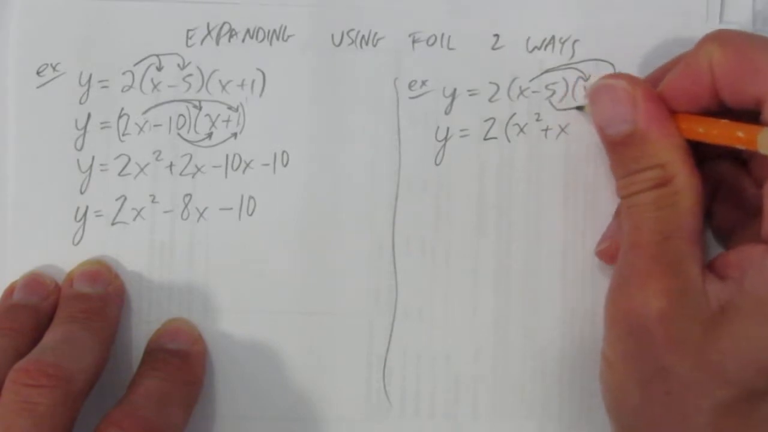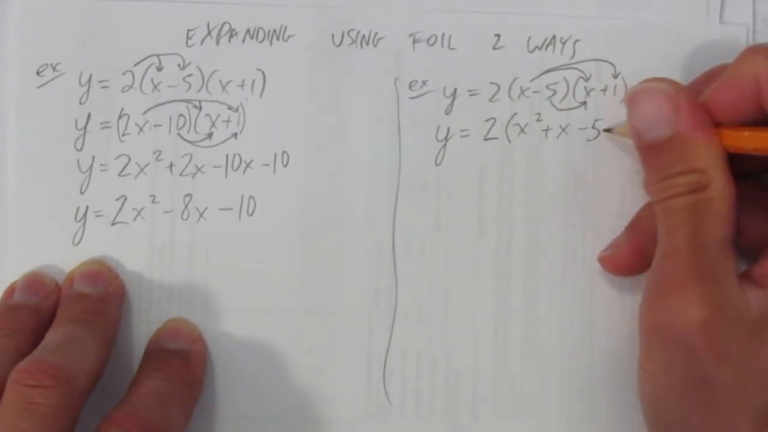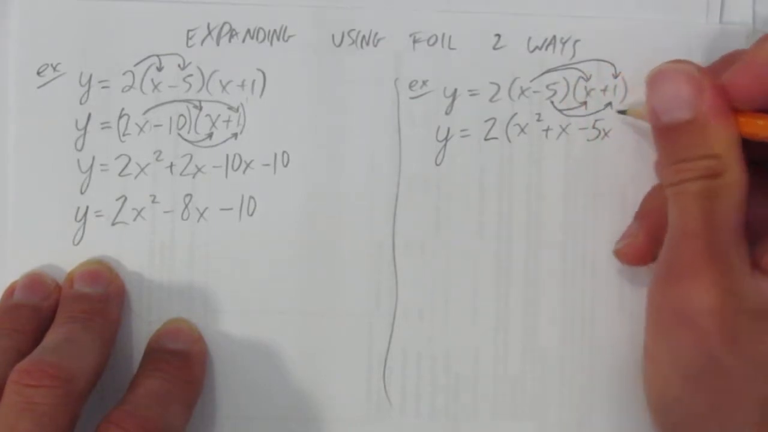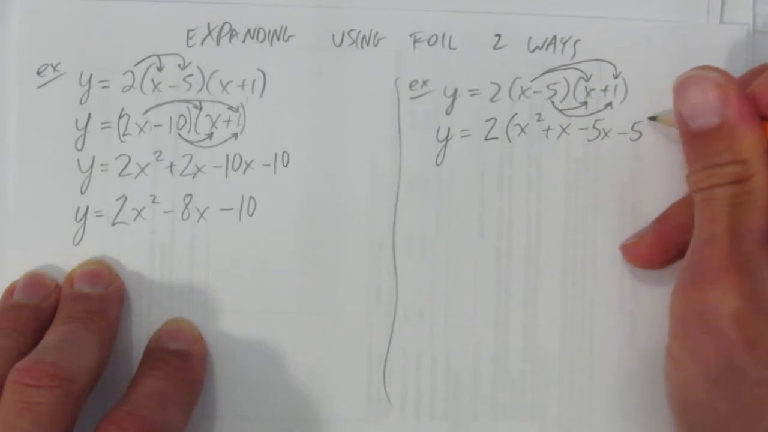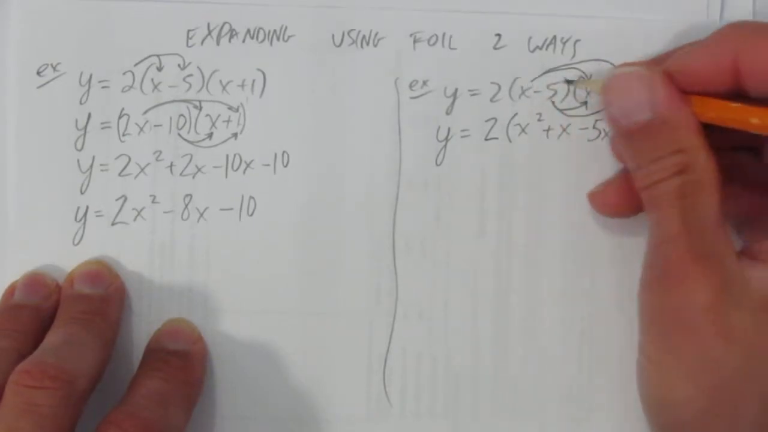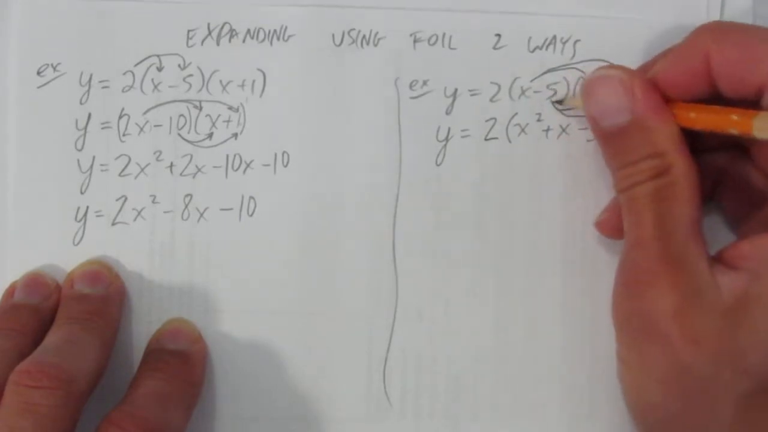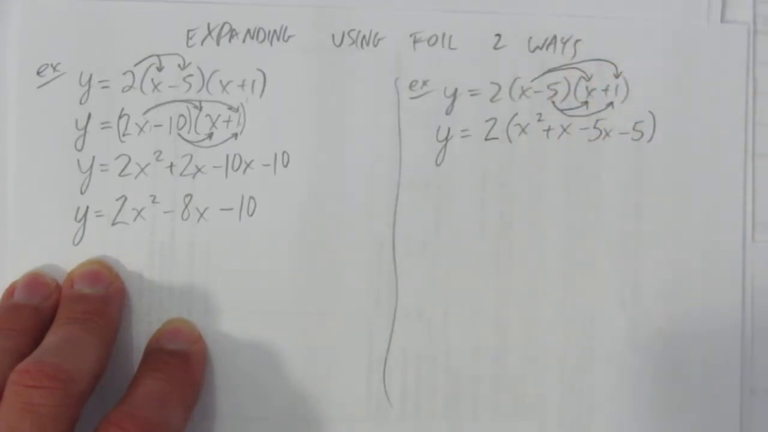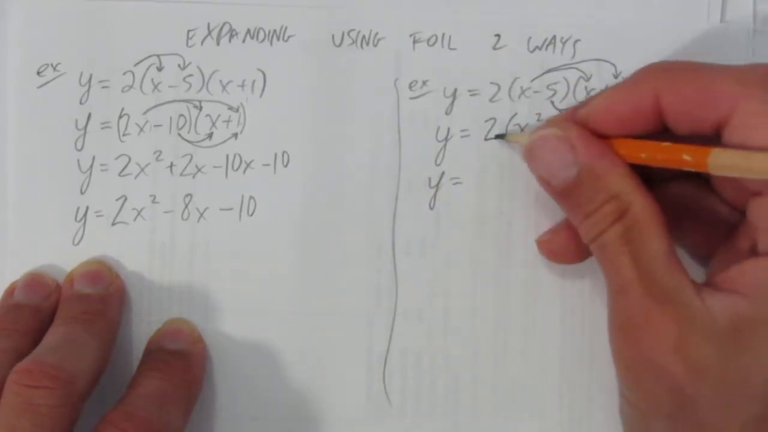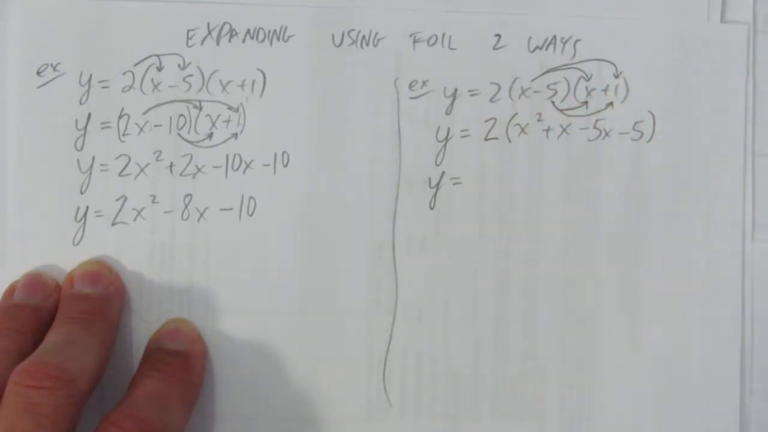And then negative 5 times x, now inside times inside, negative 5x. And then negative 5 times 1, that's just negative 5. I did that FOIL technique first, outside, inside, last, or the x times both, the negative 5 times both. And now that we're done that, we're going to share this 2 inside the brackets. I'm going to do 2 times each thing.